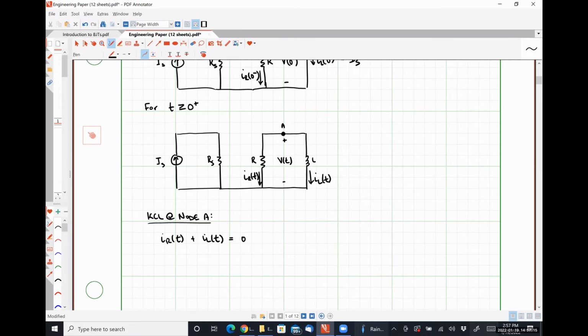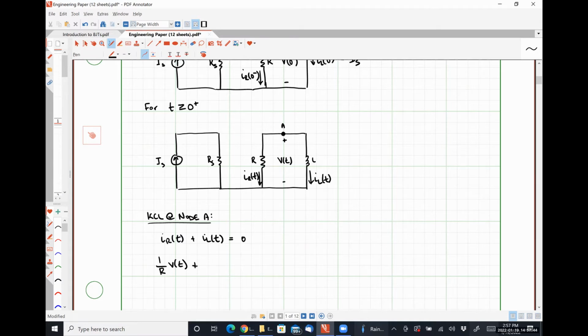Now, at this point in our circuit analysis careers, as it were, we know how to express both of those currents in terms of the common voltage V of t, right? So for instance, we can use Ohm's law to express the resistor current IR of t as 1 over R times V of t.